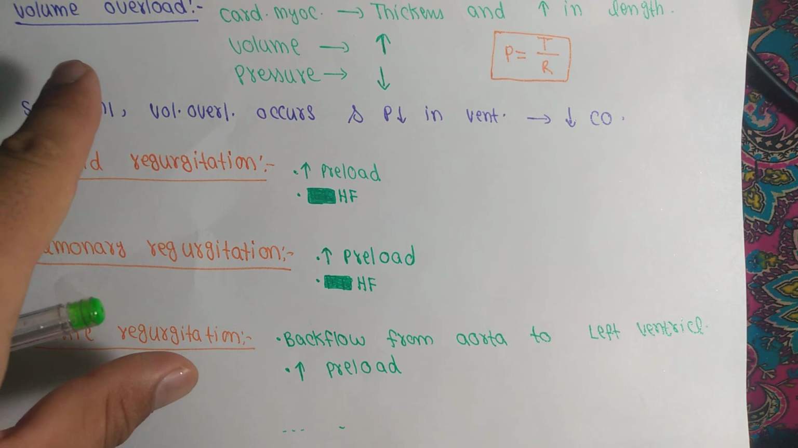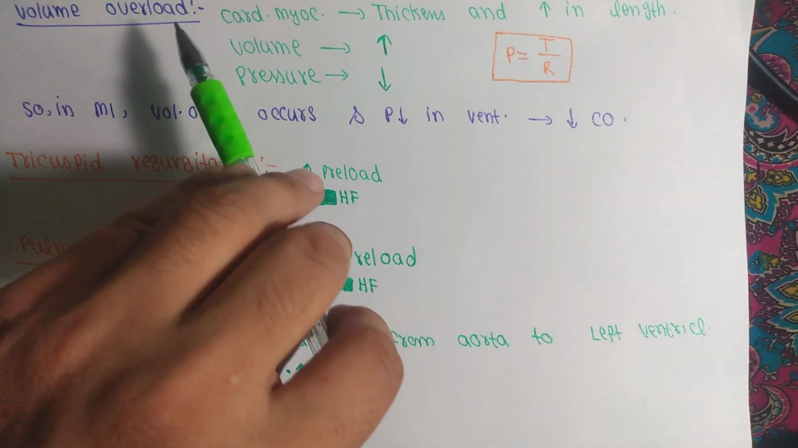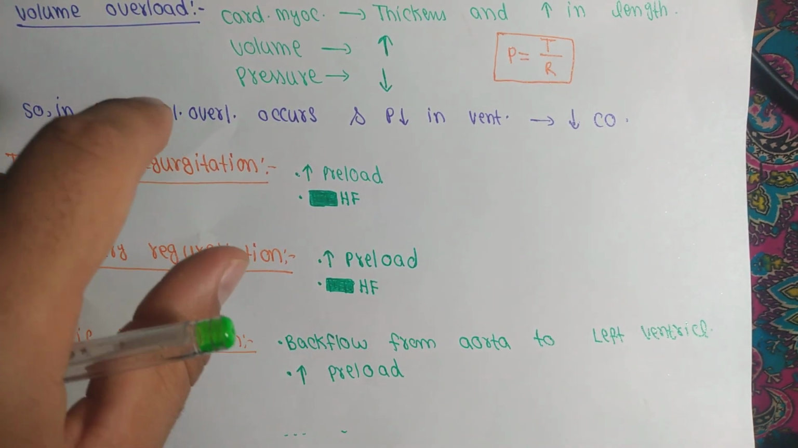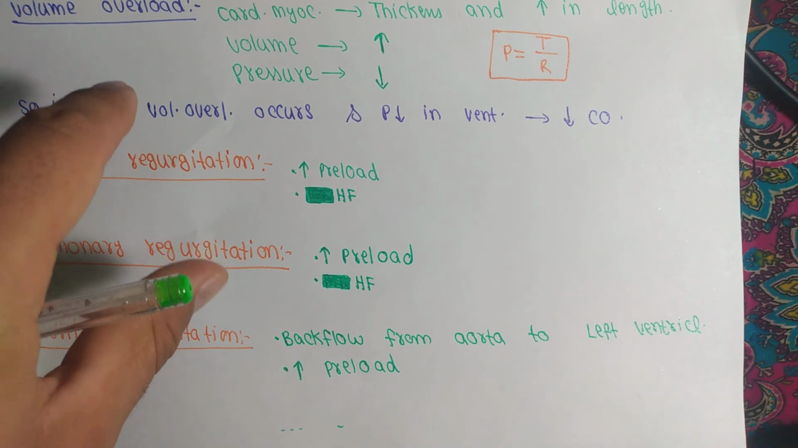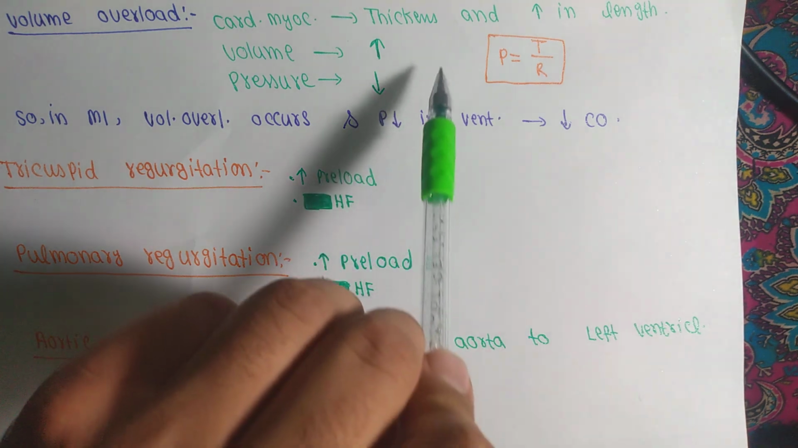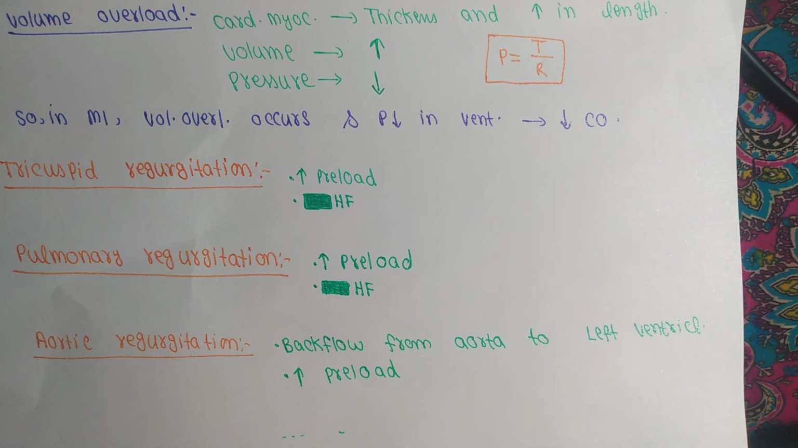Another thing that will occur in the ventricle as a result of increased preload is volume overload. In volume overload, two things will occur. In pressure overload, we discussed that only the thickness of the cardiac myocyte will increase, but in this case the thickness as well as the length of the cardiac myocyte will be increased and volume will be increased. So this is pressure volume load. In this case, volume increases and two types of changes occur in the cardiac myocyte: increase in the thickness as well as increase in the length.